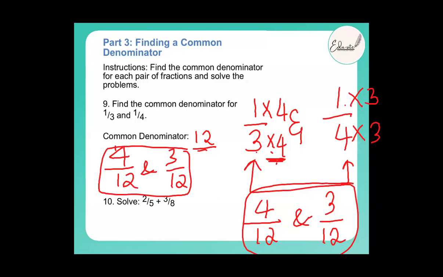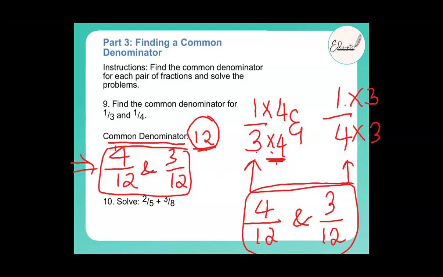So isn't it 7 over 12? No, it is not 7 over 12. You are not going to add it up. They have just told you to find the common denominator. So it's 12. Should I write 12? 12 is the common denominator. And you will get this one, okay? It is nothing but 4 over 12. But where do I write it down? Write the common denominator as 12.